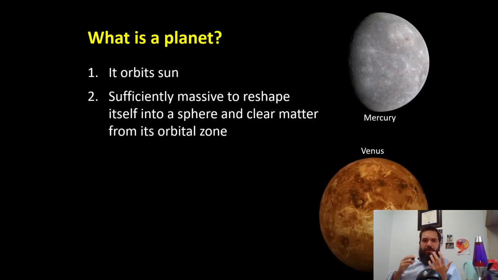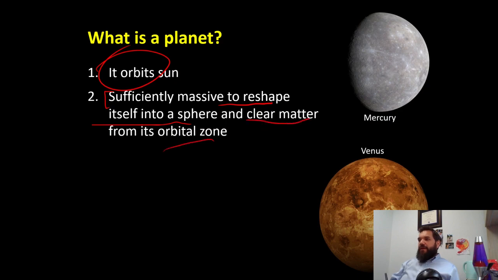So first of all, we have to go over what is a planet, right? That's the first question. What is a planet? Well, there are three parts of the definition. To be a planet, you have to, of course, orbit the sun. And that's important because there are some moons that are almost as big as planets, right? So you think of some of the moons of Jupiter, for instance, are almost as big as Mercury. Also, you have to have sufficient mass to both reshape yourself into a sphere, but also you have to have enough mass to clear matter from the orbital zone.